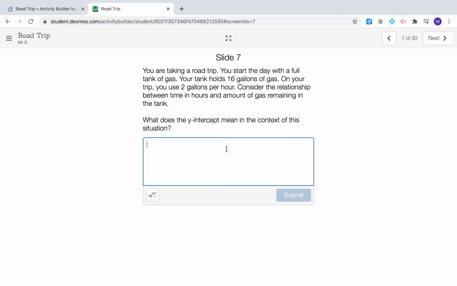And then this last one, what does the y-intercept mean in this situation? I would say pretty much what it says right here. You start the day with a full tank of gas. So before you drive, there are 16 gallons in the tank. And before you drive means you've been driving really for 0 hours.